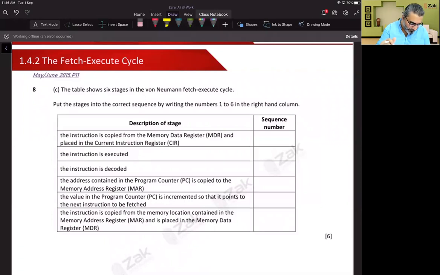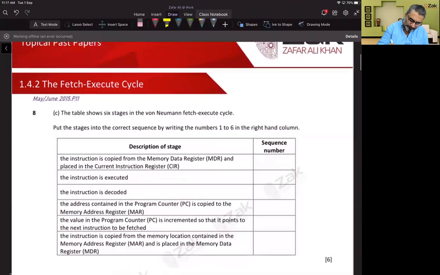So this 1.4.2 is related to the fetch execute cycle. The table shows 6 stages in the von Neumann fetch decode execute cycle. We have to actually sequence them from 1 to 6. So the address contained in the program counter is copied to the memory address register. This is 1.